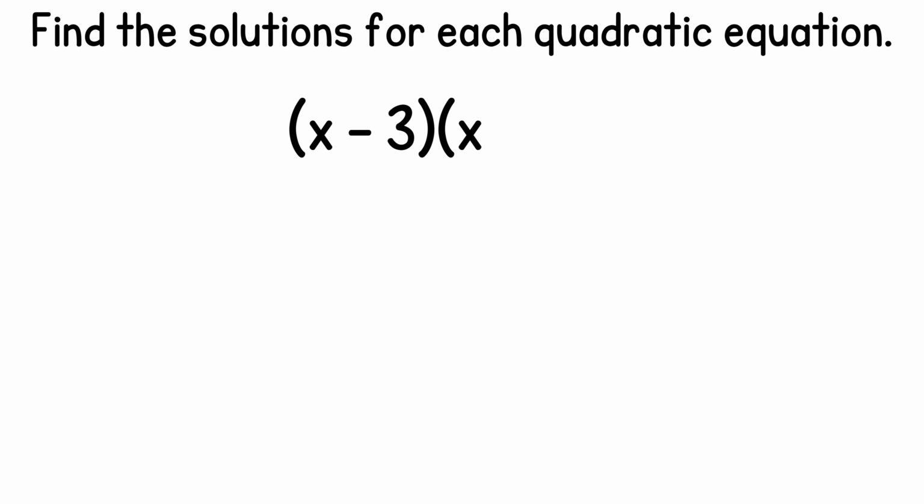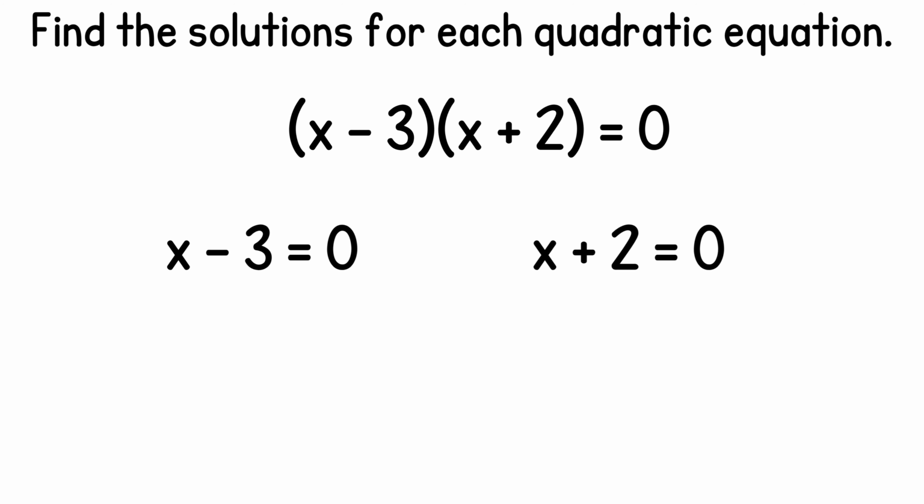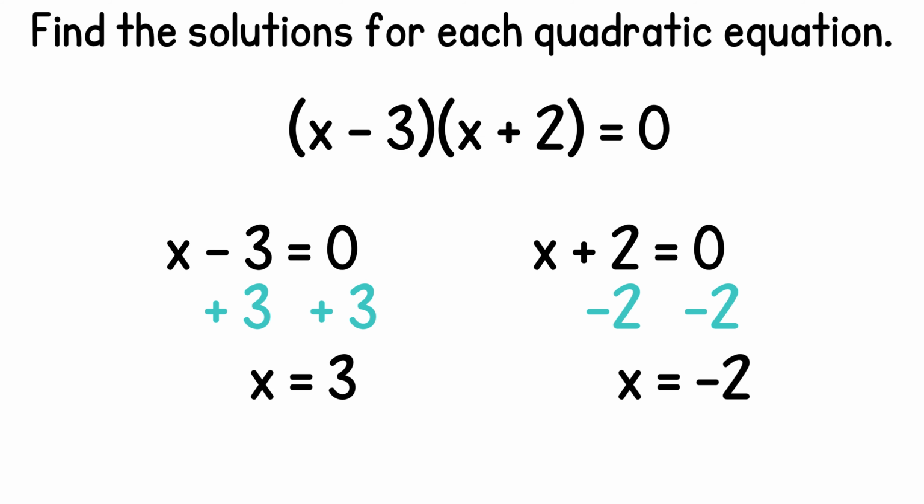The first one is (x minus 3) times (x plus 2) equals 0. So if we have a factor of a and a factor of b, then one of them must be 0 for the entire equation to equal 0. So we'll set both factors equal to 0 and then solve for x. We'll start by adding 3 to both sides, and this gives us x equals 3. On the next equation, we'll start by subtracting 2 on each side, which gives us x equals negative 2. So x must be 3 or negative 2 to make this equation 0.